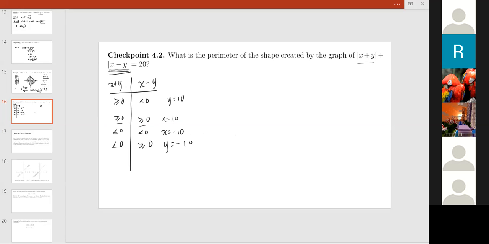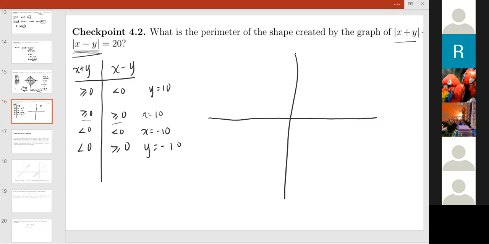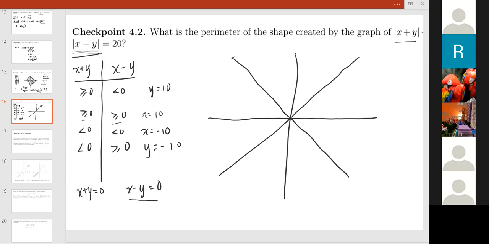So now we need to find where each of these 4 cases lies on the coordinate plane. To find where each of these cases lie, we need to plot x plus y is equal to 0 and x minus y is equal to 0. So x minus y is equal to 0 is just y is equal to x. So that's this line. And x plus y is equal to 0 is y is equal to negative x. So that's just this line.